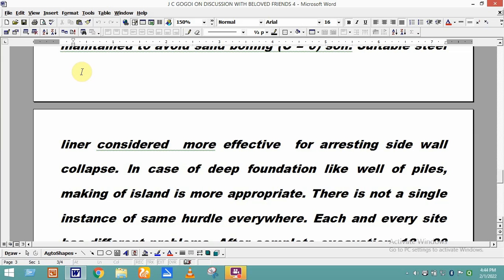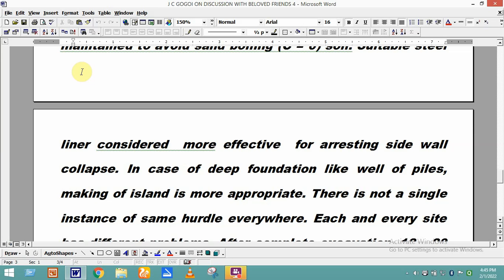In River Valley also, no soil will give you the same; it will be different. Everywhere you will be fighting with different problems. In my life, during the last 53 years, 1968 to today, I am fighting with these problems only. Somewhere it is sand boiling, somewhere it is liquefaction, somewhere it is sidewall collapse, somewhere it is tilting of my foundation, somewhere it is other, a lot of problems.